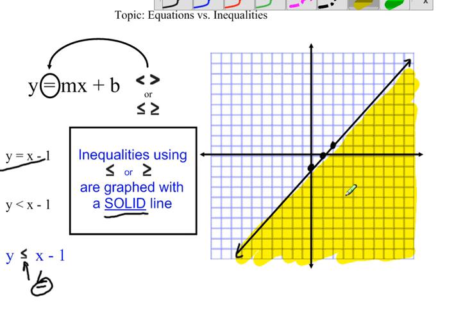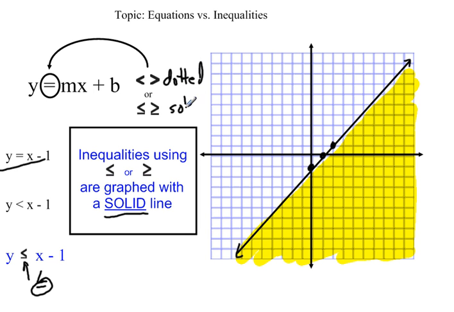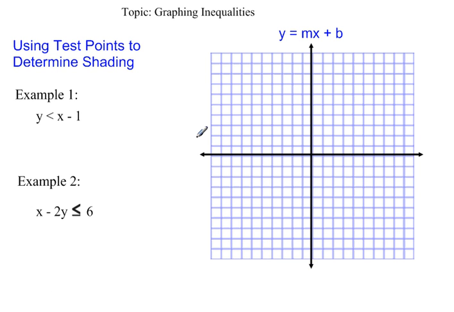All right. So the main thing when you're looking at creating the lines on these, you're going to have a dotted line if you're using those symbols. On these symbols, you're going to use a solid line. And that's really the main difference between an equation and an inequality when it comes to putting the line itself in there. Now the shading part that I have in yellow on this page, let me show you that's done.